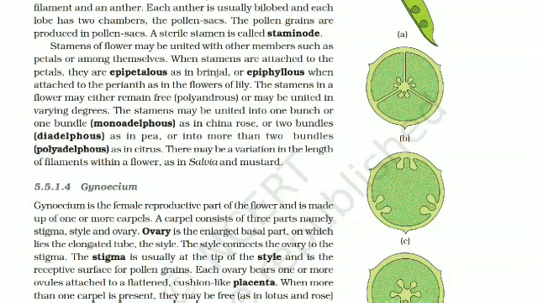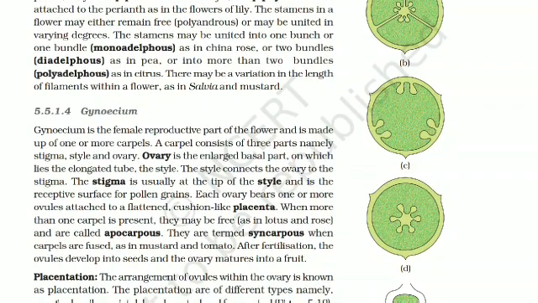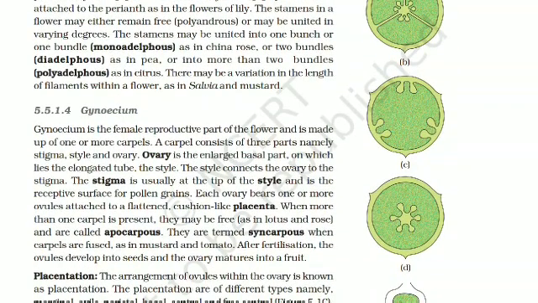The ovary is one chambered, but it becomes two chambered with the formation of a false septum. This is common in case of mustard. Now, when the ovules are borne on the central axis, we are coming to figure D. Now, the ovules are borne on the central axis and the septa are absent. Is there any septa? No. As in case of primrose or dianthus, then the placentation is known as free central.